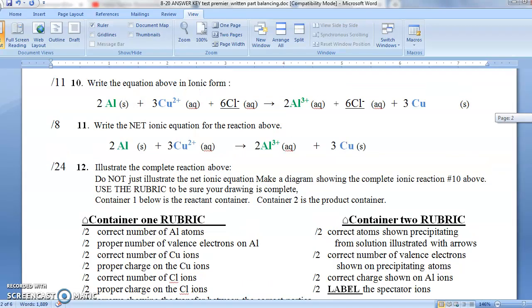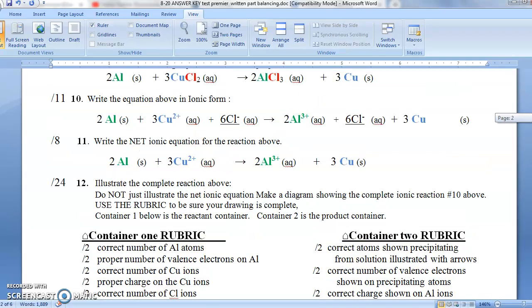Providing some explanation of the questions for 8-20, our second part of our review. This is the written part of the review, 8-20, Test Premier. And we're going to pick back up with question 11.